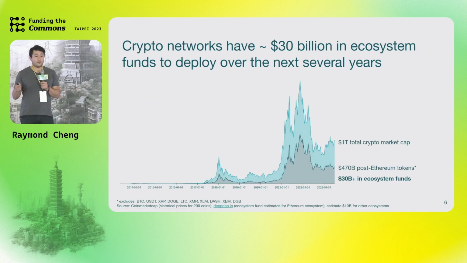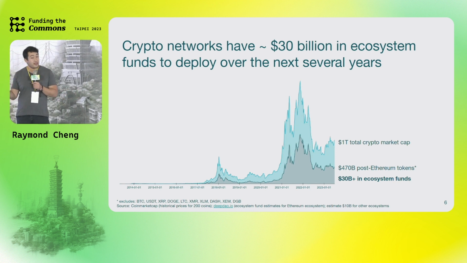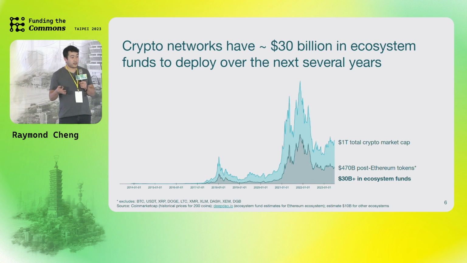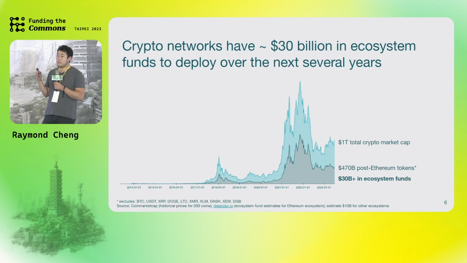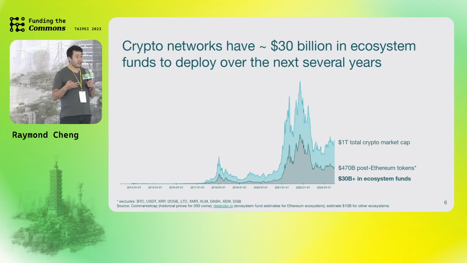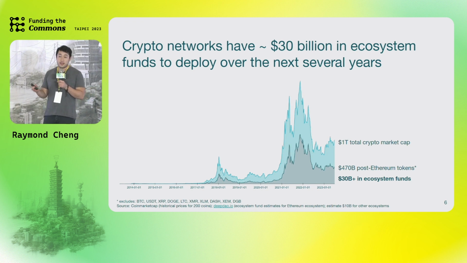Crypto networks today have a lot of capital that we plan on deploying. We estimate that there's about $30 billion today sitting in ecosystem treasuries, and it's predominantly going to go towards things like open source software. And the better that we can allocate this capital, the more impact, the higher ROI that we can achieve per unit dollar, that's going to be critical to the success of any crypto network.